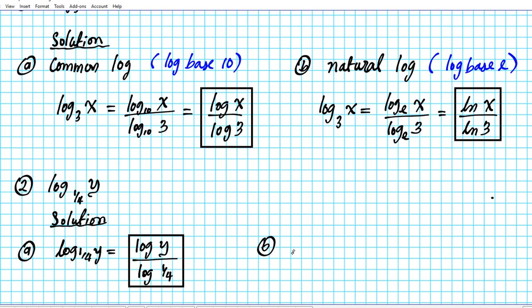How do you write log base 1/4 of y as a ratio of natural logarithms? Using the change of base formula, you have the natural logarithm of the logarithmic argument y divided by the natural logarithm of the base, which is 1 over 4. And that is how you write it as a ratio of natural logs.